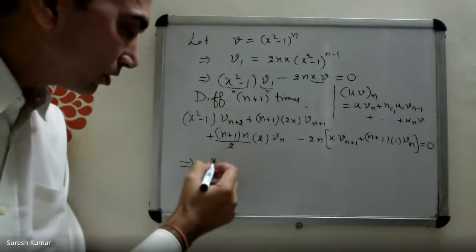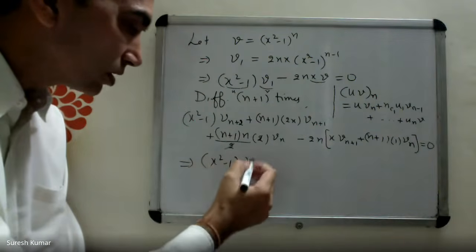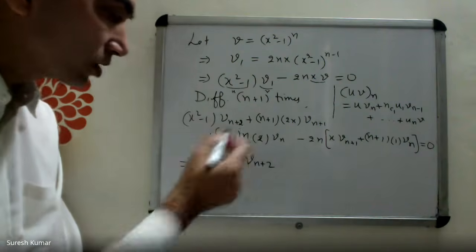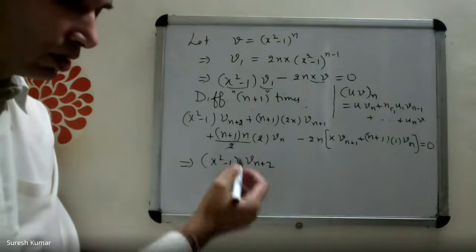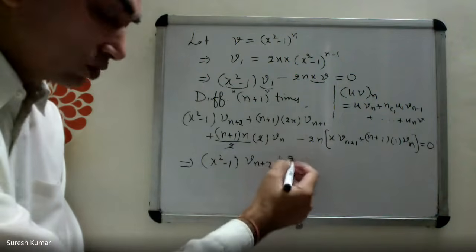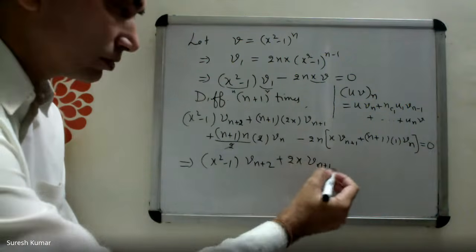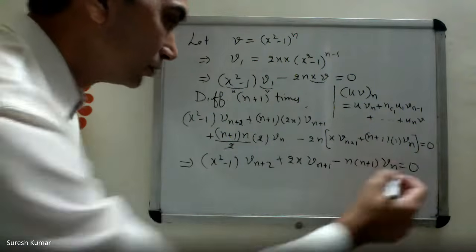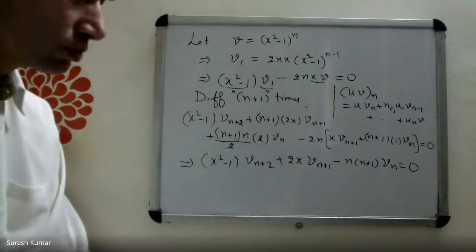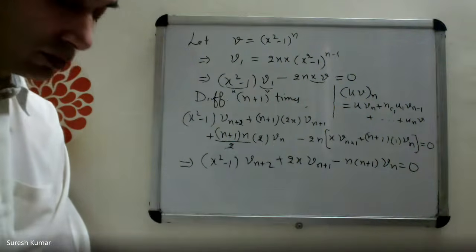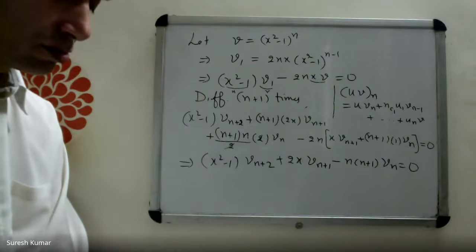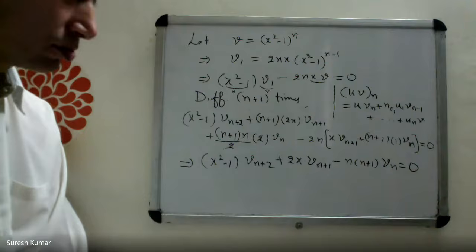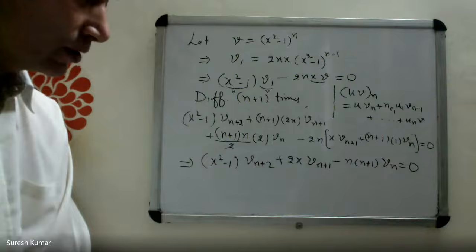Yes, sir. Okay, fine. So let's simplify it further. That thing you can do yourself. I'm just rearranging the terms: (x² − 1)vₙ₊₂, then 2x vₙ₊₁ minus n(n + 1)vₙ. Check whether it's correct. Correct? Fine, sir.